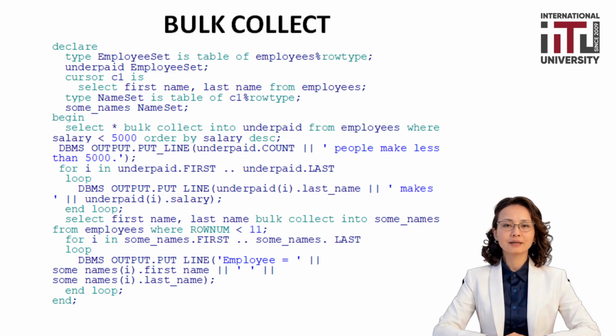We also declare another collection, sum names, to fetch the first 10 employees' first and last names. Using a loop, we print each employee's full name. This example shows how bulk collect can efficiently handle multiple rows, making it easier to process and display large data sets in PL/SQL.